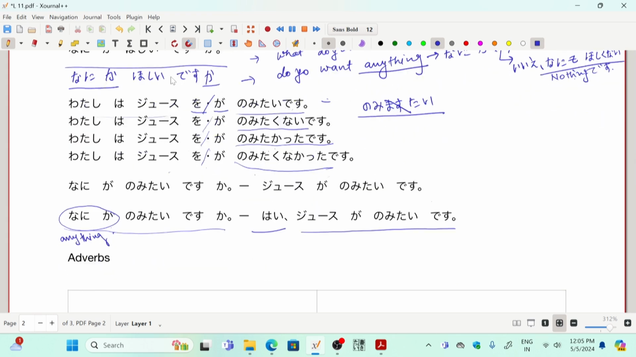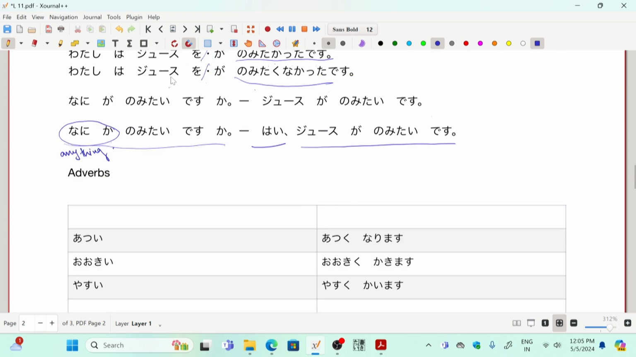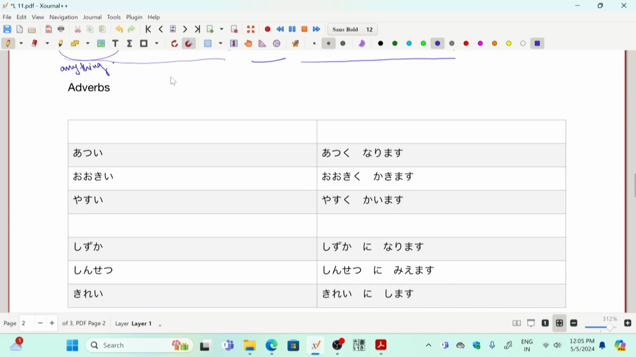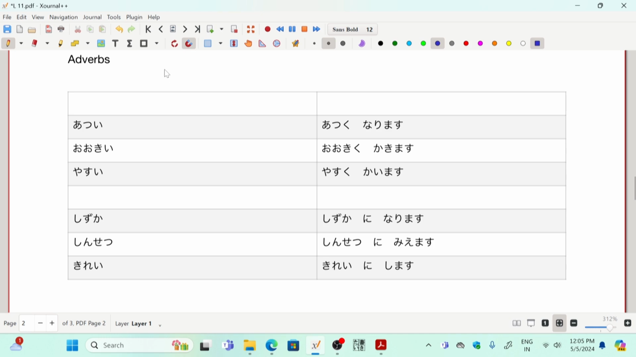Next we are going to use the adverbs. So first I have written the adjective and how it changes when we want to use those adjectives as adverbs. So atsui will change into atsuku. Atsui is hot. What we have done is cut e and add ku, and here narimasu is to become. So it has become hot. How will we say? Atsuku narimashita.